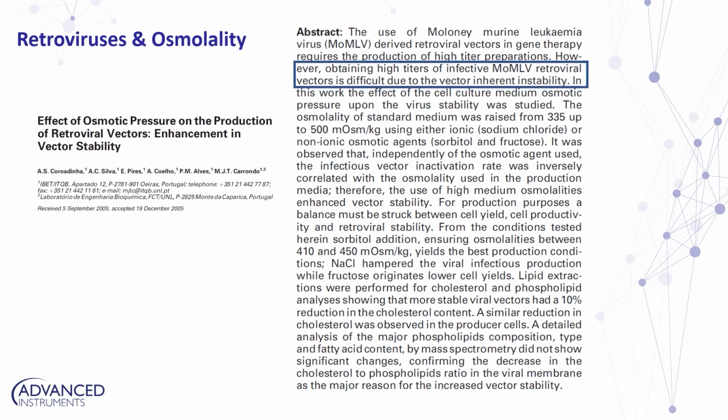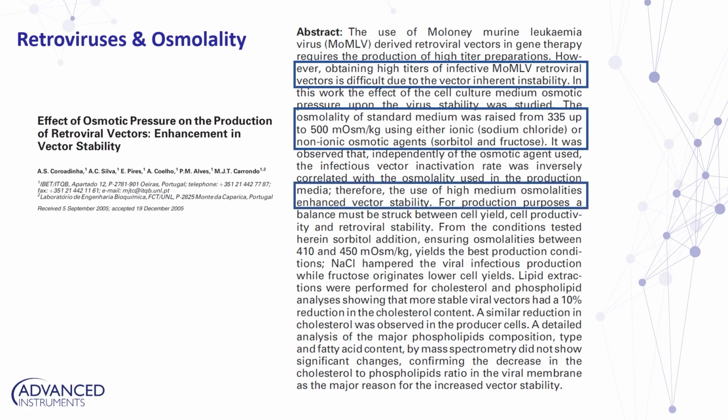It first highlights how one bottleneck or pain point in the achievement of high titers of retroviral vectors is simply down to the instability of the vector itself. Within the research, the cell culture media was raised from 335 milliosmoles to 500 milliosmoles, using either ionic or non-ionic osmotic agents. What was seen was that the infectious vector inactivation rate was inversely correlated with the osmolality of the production media, therefore concluding that the use of these higher osmolality medias actually enhanced vector stability.